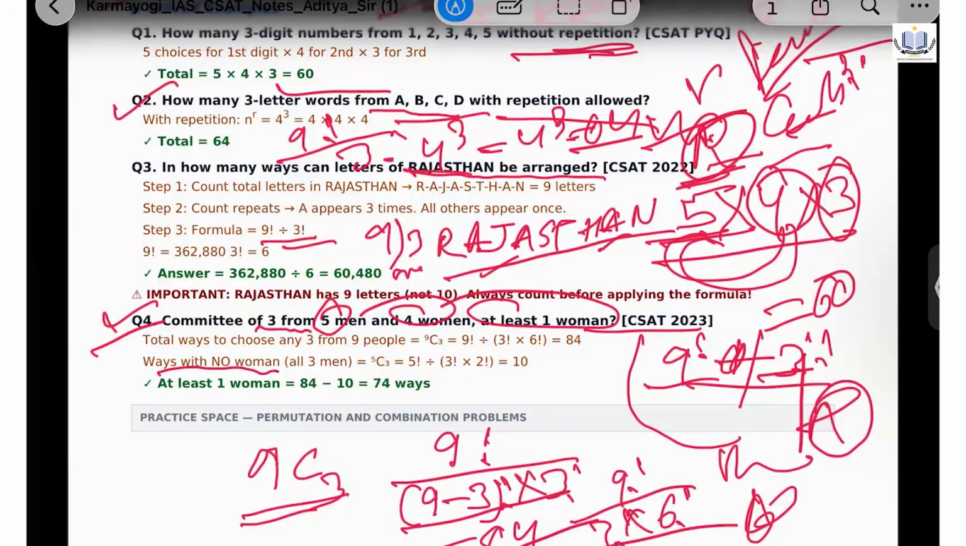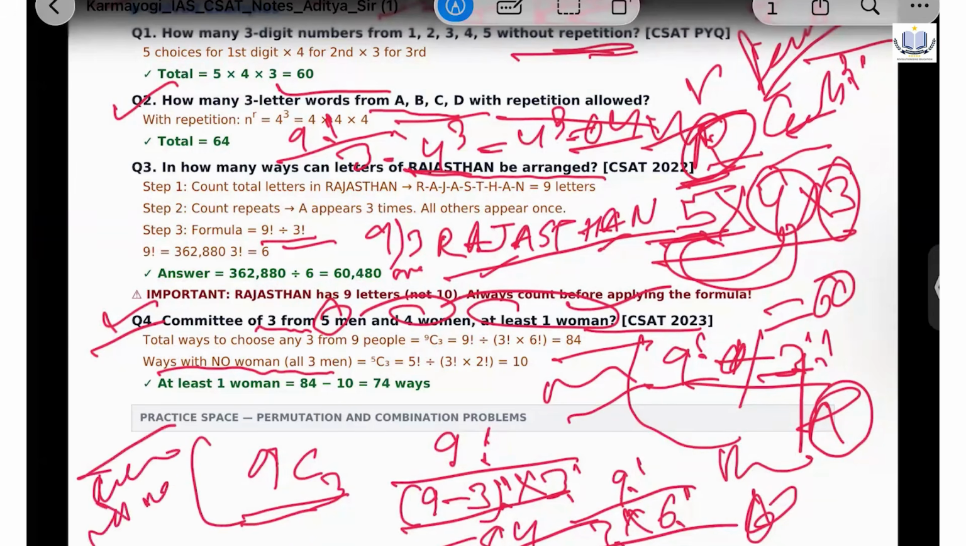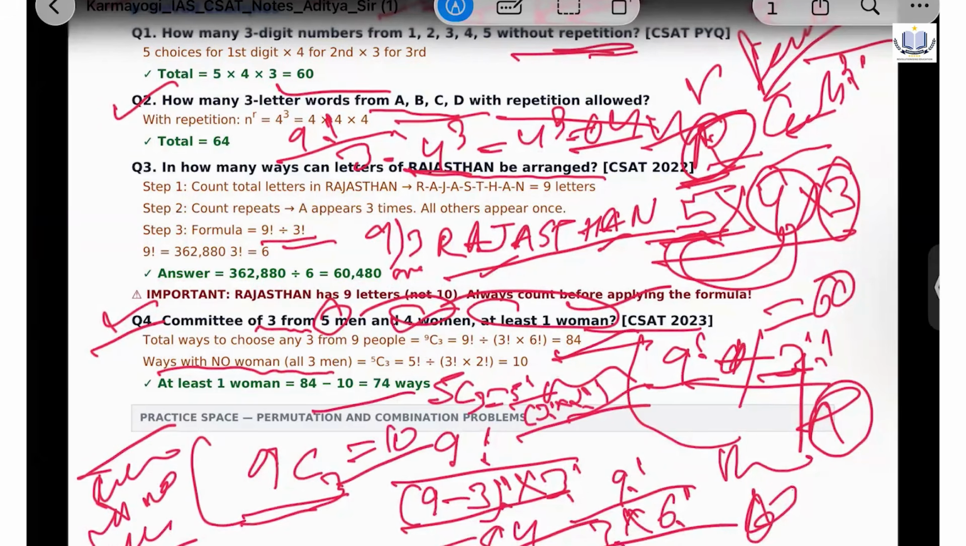But ways with no women, all 3 men, क्योंकि we have to find at least one woman. So हम इसमें we can subtract ना, right? जहाँ पे there is no women. If we subtract, at least बोला है ना, तो there can be 2 women also, 3 women also, all are women also. So what we will subtract from here is, we will subtract when there is no women वाला. No women कैसे हो सकती है? All 3 are men. That is, हम पूरे 4 women को हटा देते हैं. 5 men we have, उसमें से 5C3. So 5 factorial divided by 3 factorial into 2 factorial. तो 10 आएगा. Now 84 minus 10 करेंगे तो 74 ways आ जाएगा.